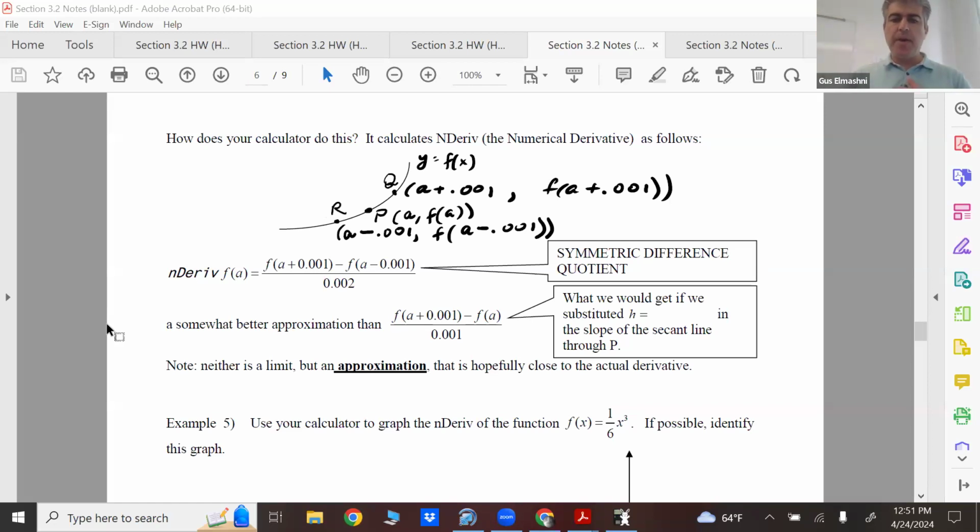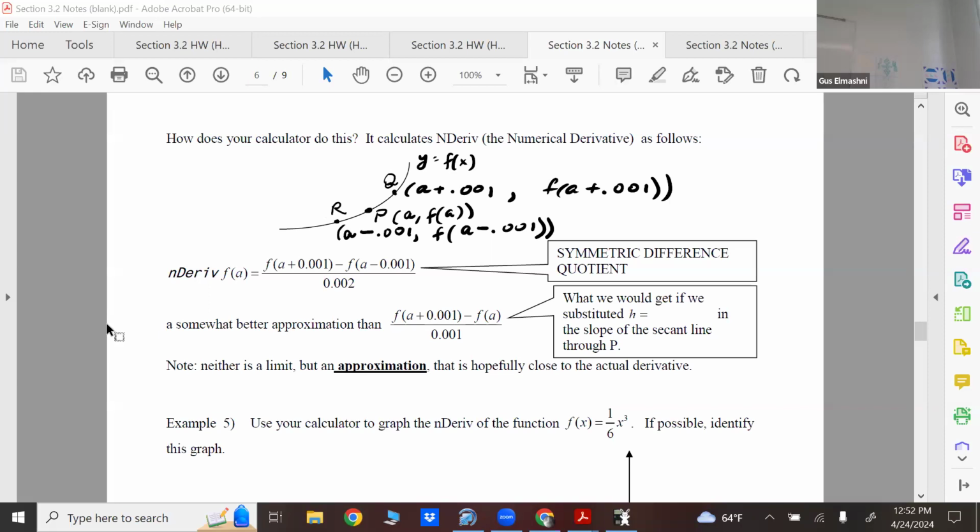In case you're curious, a somewhat better approximation is the one right below it. But what is it really doing? You're picking two values. What nDeriv is doing in the calculator, the numerical derivative, is taking a value a little bit to the left as a point of interest, and a little bit to the right. And if you draw a secant line from R to Q, okay, that's not quite straight, but just go with it, and you draw one at P, pretty close, right? This is somewhat better if we did it like this. But neither is the limit though.